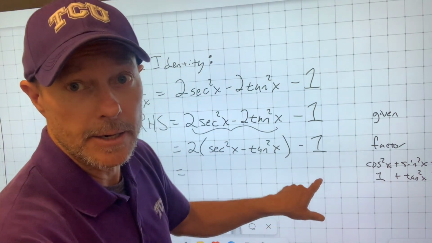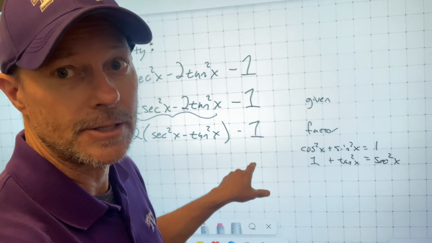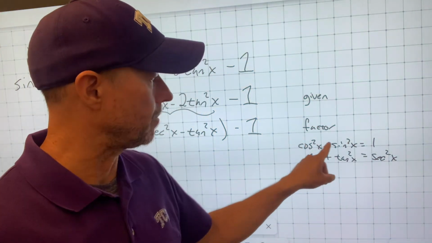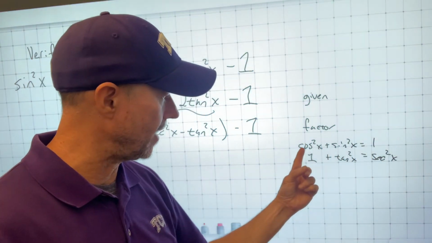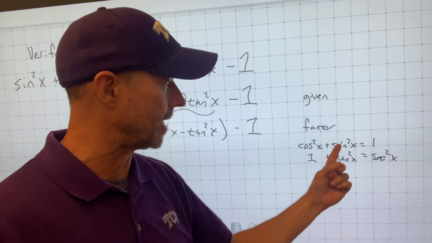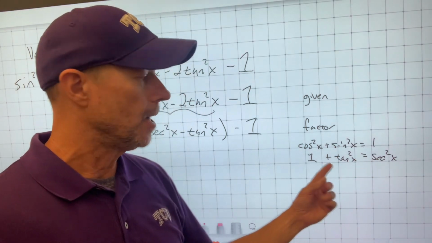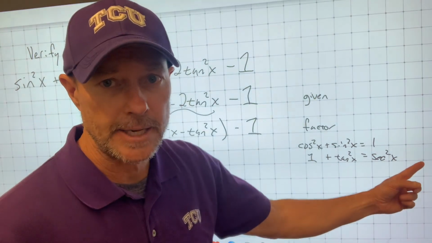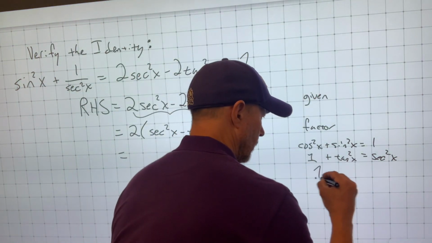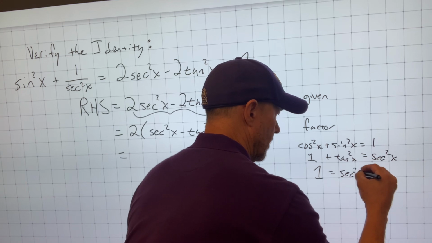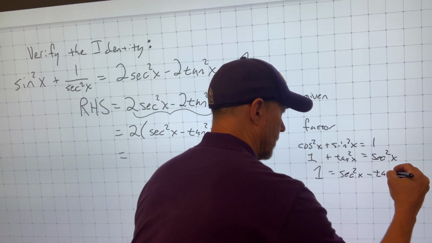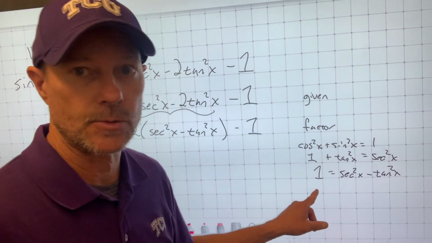I gotta think about the screen, silly me. So cos squared plus sine squared equals 1. If I divide the cos squared by cos squared, I get 1. Sine squared divided by cos squared is tangent squared, and 1 over cos squared is secant squared. But notice if I subtract the tangent squared over, I have secant squared x take away tangent squared x is the same thing as 1.